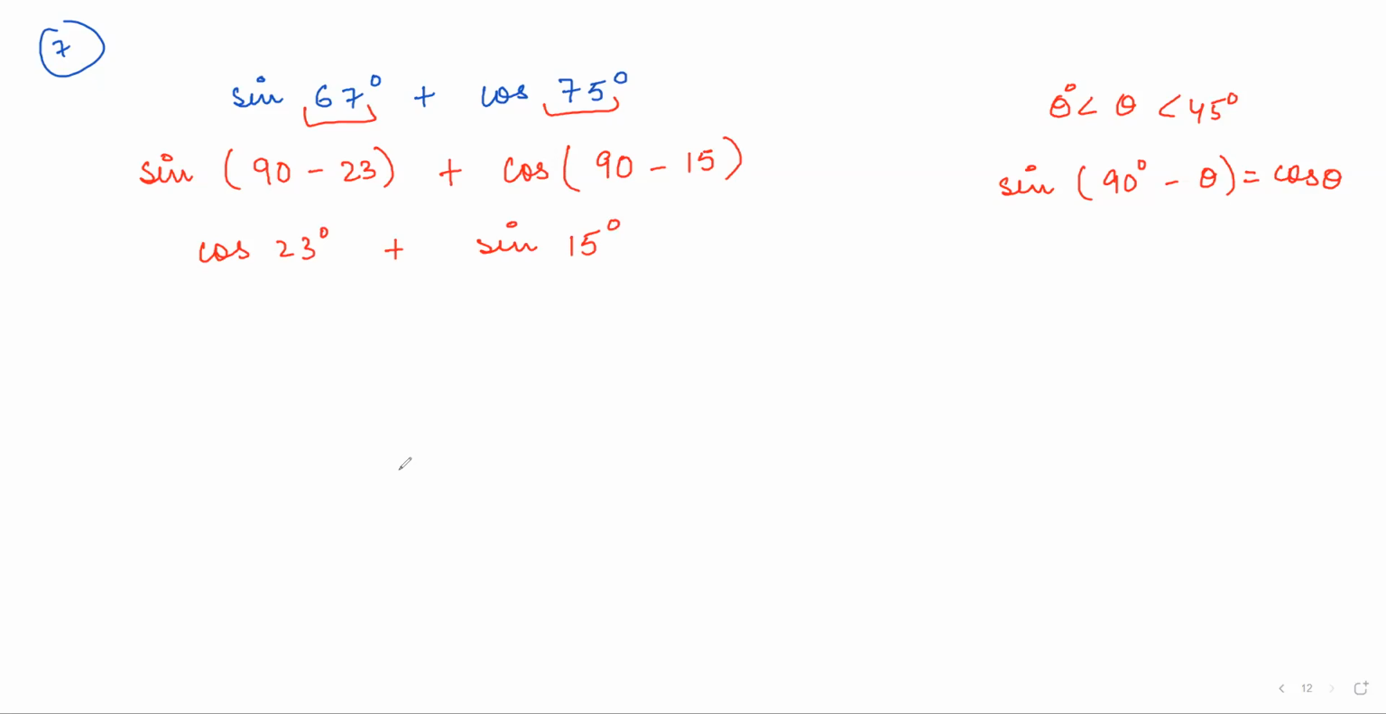Now, any problem in this exercise or any confusion? No, ma'am. Yes, Rida, Myra, are you here or not? Okay, Myra is not here. Rida, any confusion, Rida, in this?